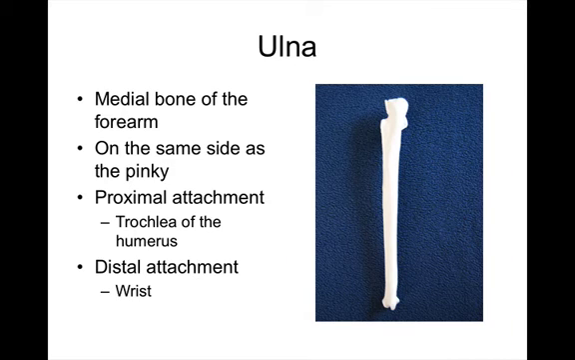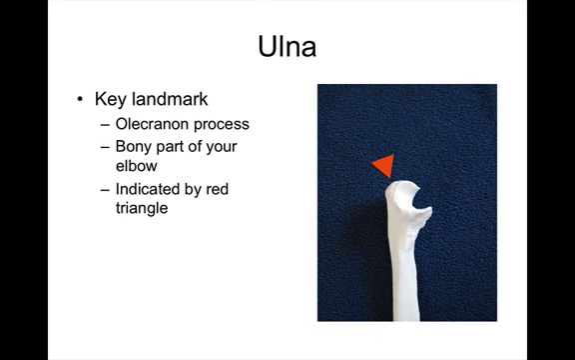The ulna is the medial bone of the forearm. It's on the same side as the pinky. So proximally, it attaches to the trochlea of the humerus, one of those distal components, the other one being the capitulum. And then the distal attachment is the wrist. And so just for now, note that the attachment to the wrist is different when we're talking about the ulna compared to the radius. The key landmark here is known as the olecranon process.